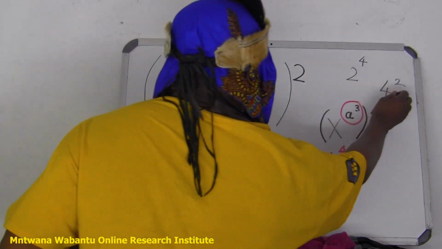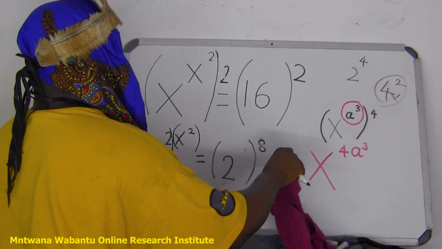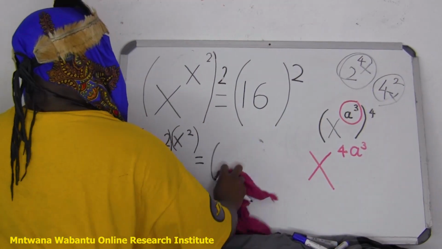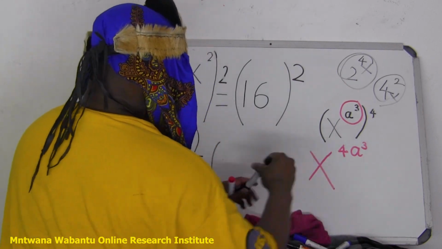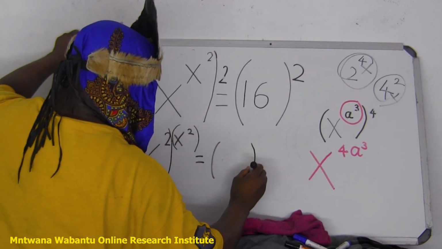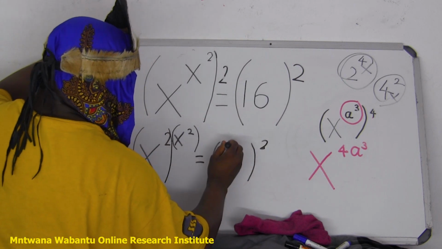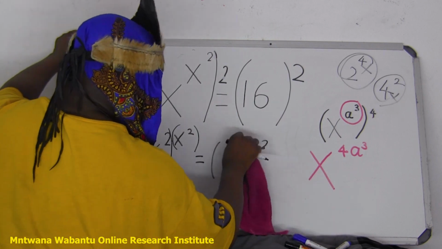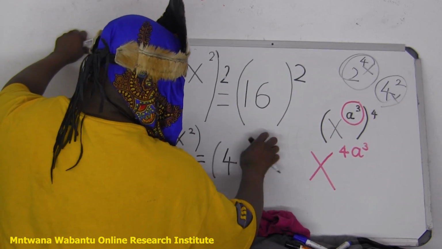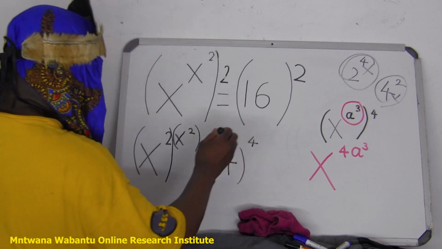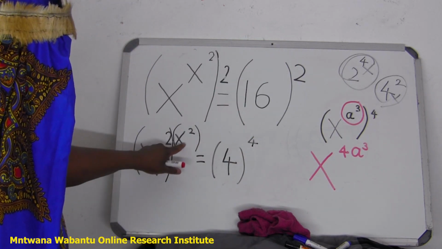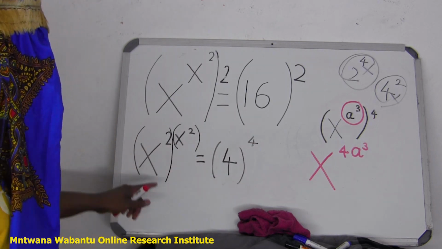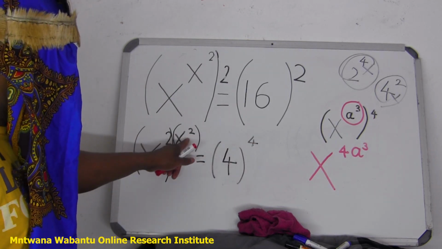So I'm not going to take 4 square. No, I'm not going to take 2 power 4. No, I'm not going to take this. I'll take 4 square, which is also 16. So I'm going to say, well, on the outside I have a 2, but what's 16? 16 means what? 4 square. So what is 2 times 2? 4. So I'm going to say this is like 4 power 4. So since this is the same as that, and this is the same as that, then I can equate. So I'm going to say x squared equal to 4 and x squared equal to 4.